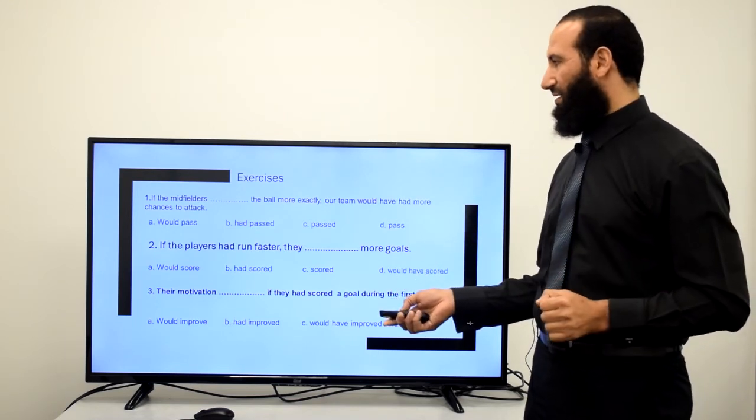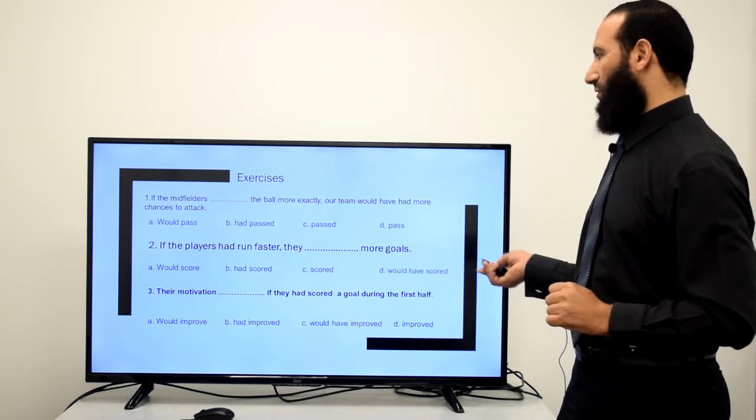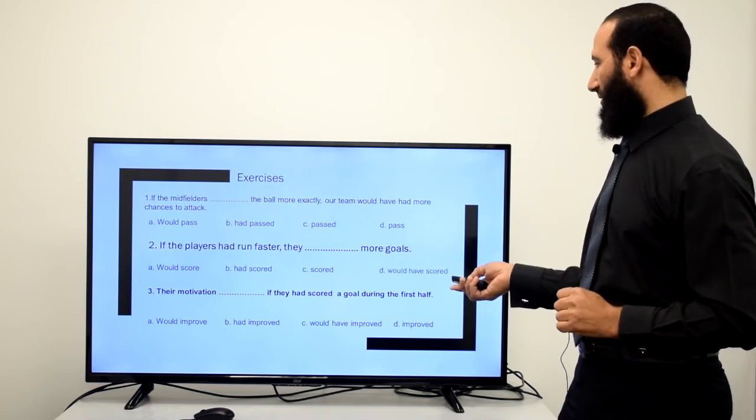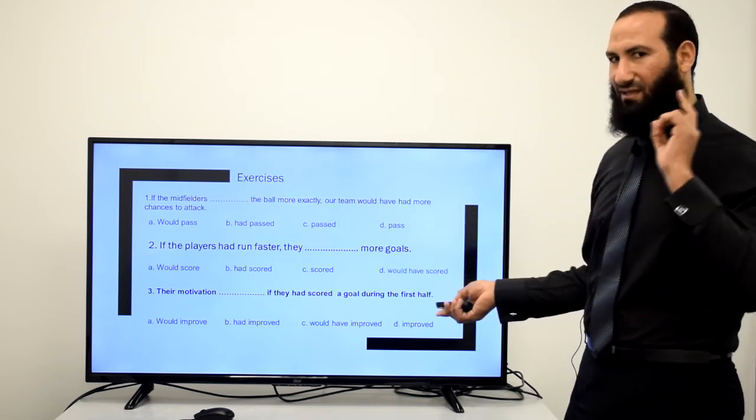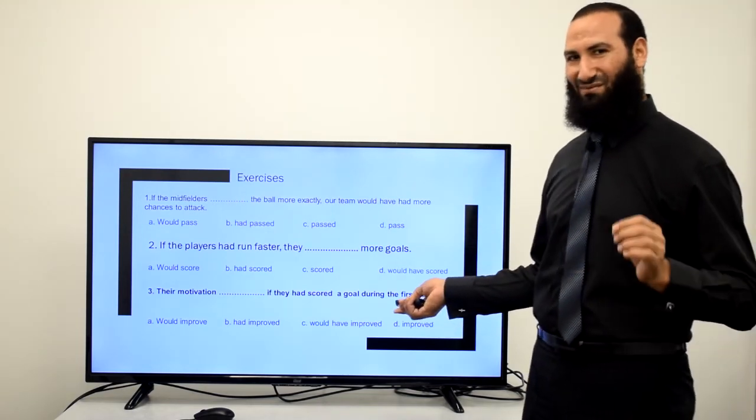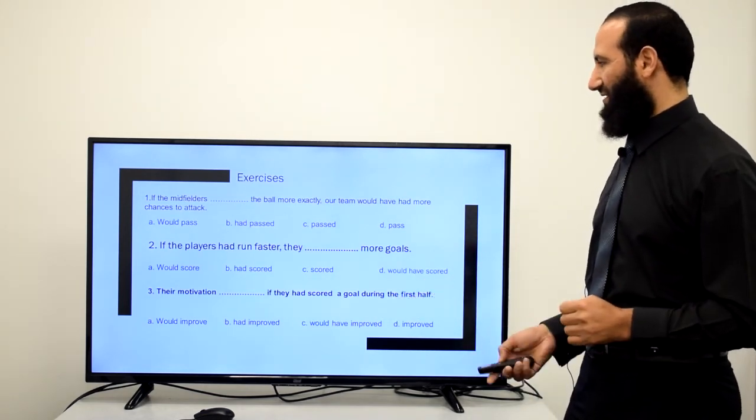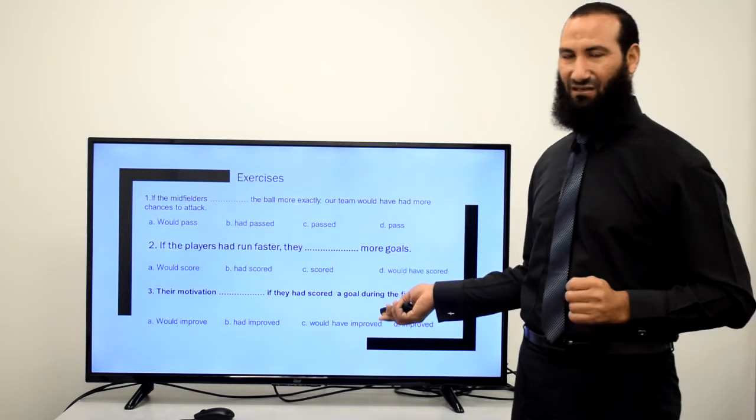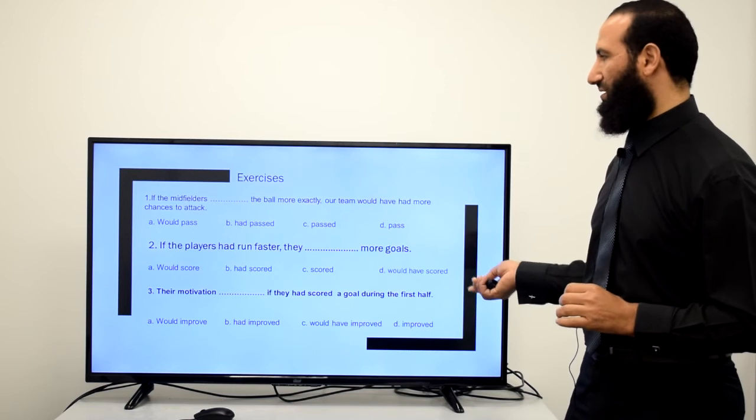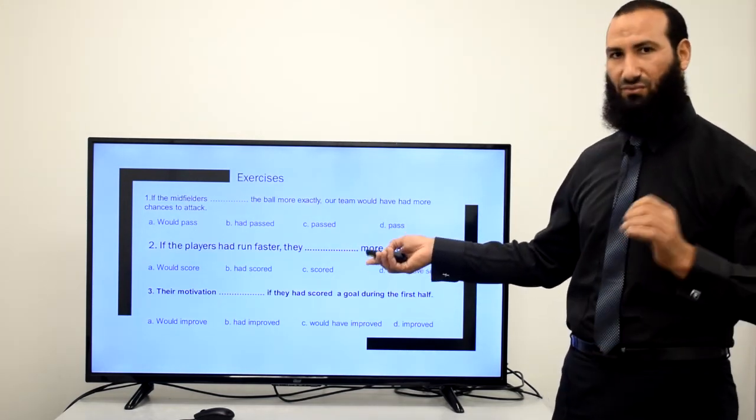Number two, if the players had run faster, they, more goals, would score, had scored, would have scored. I can hear you. Yes, the answer is would have scored. That's right, correct. Would have scored, because now we are talking about the second part of if sentence type 3. So it's supposed to be would have scored, because in the first part we have had run.